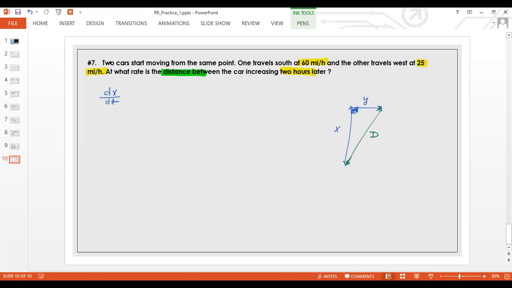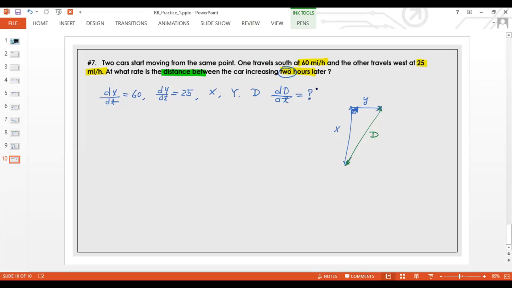So what is dx/dt here? It is 60, right? Then dy/dt, how fast we travel, is 25. Okay. And then I have a variable x, a variable y, and a variable D. So I'm looking for how the distance increases after 2 hours, right? So we are looking for dD/dt. This is what we're looking for.